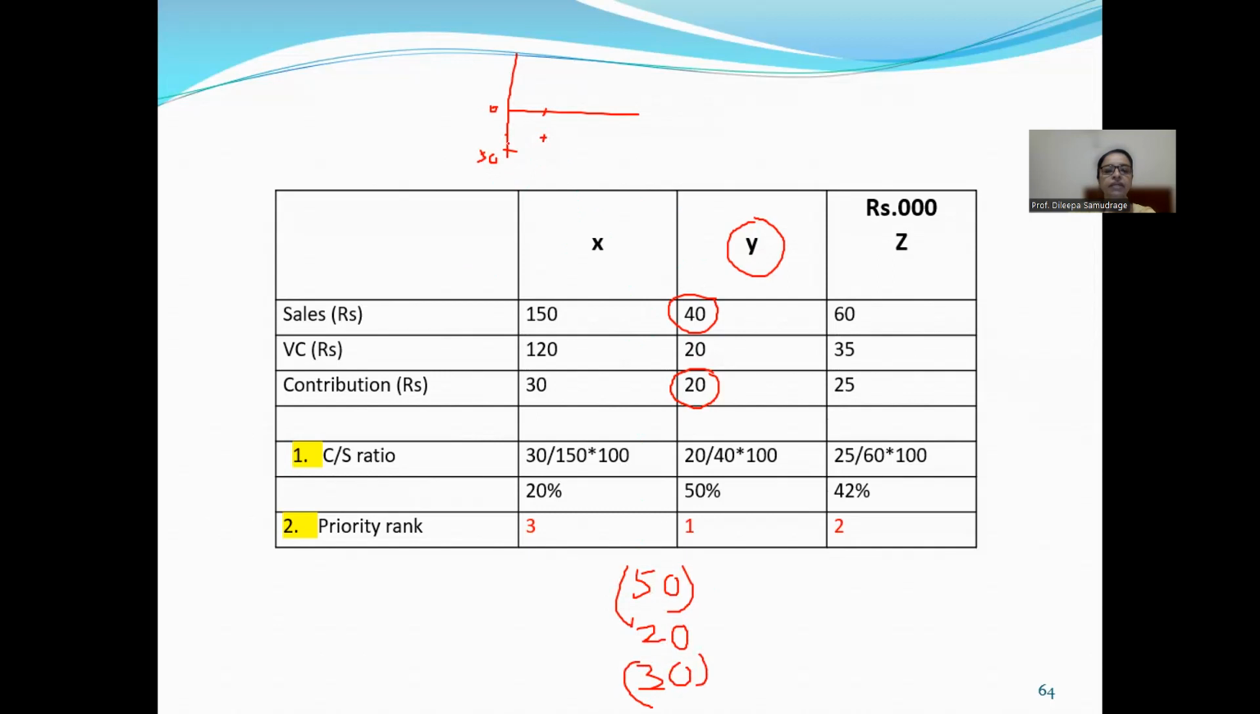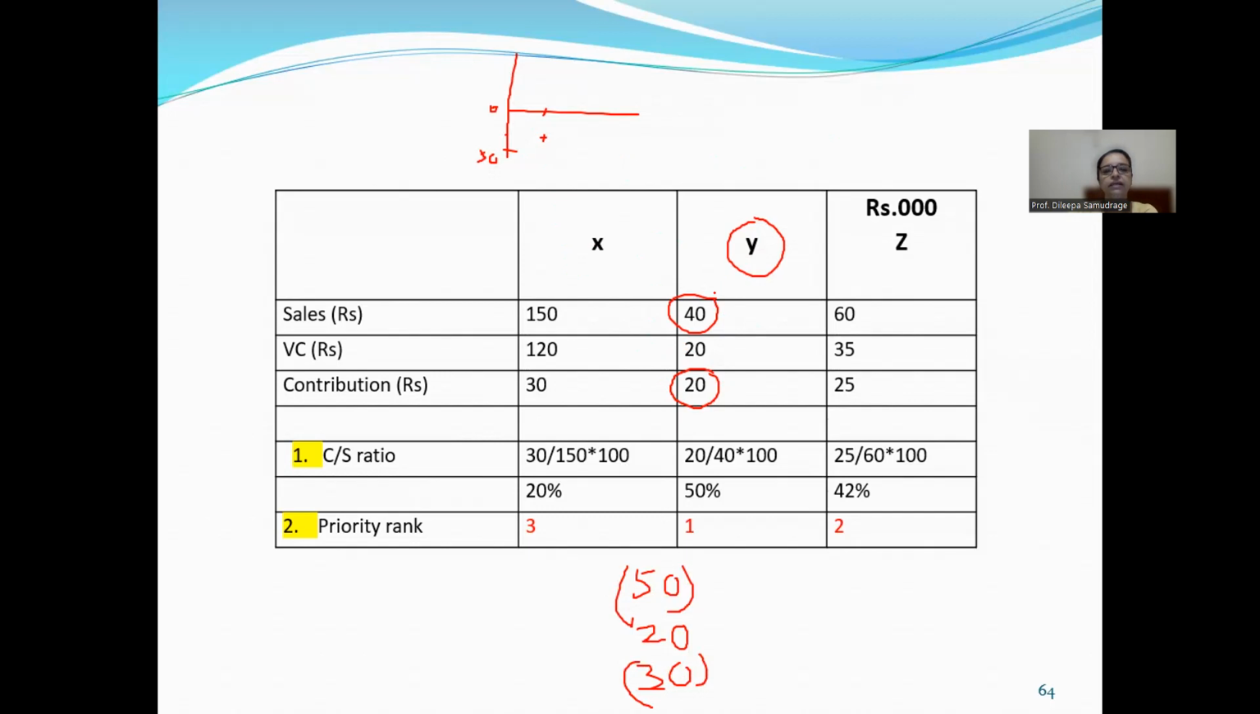So at the beginning, you have a loss of 50,000. This 50,000 loss, you can cover from Y's contribution. Once you cover 50,000 loss by Y's contribution, still you have a loss of 30,000. That one you have to mark here. Clear? Others clear? Yes, madam. Then we'll move to the next one.